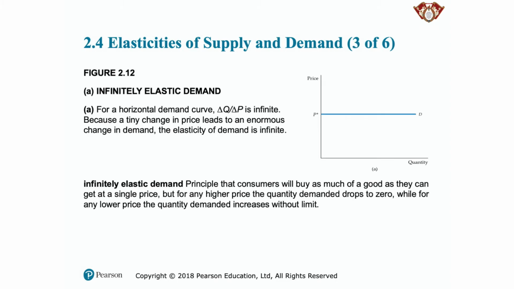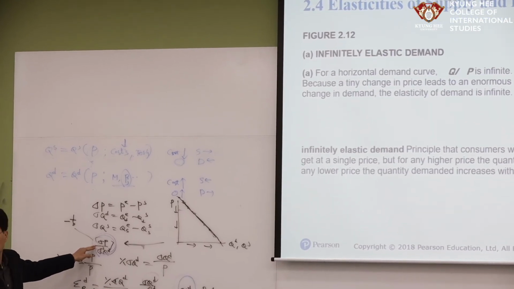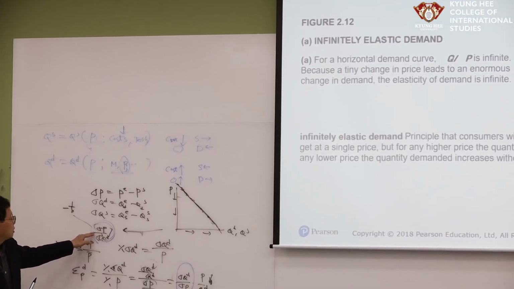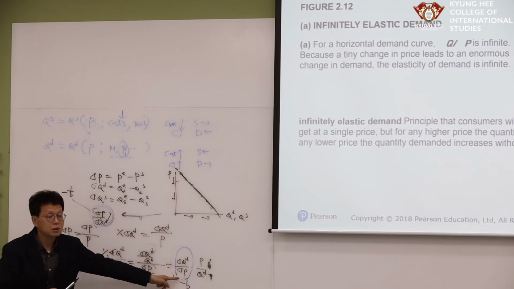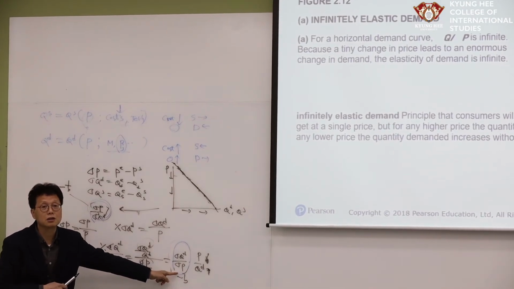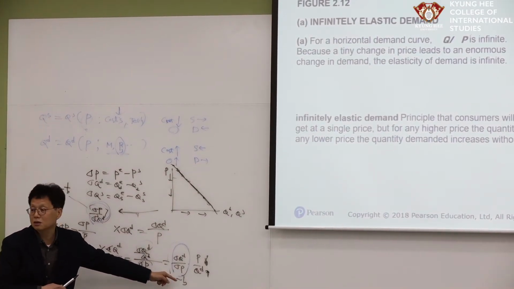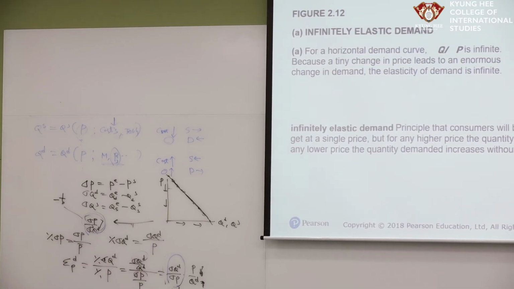Okay, now we go to the next slide. So we can see a special case, right? This kind of thing, a horizontal demand curve. A horizontal demand curve means this one is equal to 0, right? That means this term is equal to minus infinity. So the price elasticity of demand is minus infinity in this case.